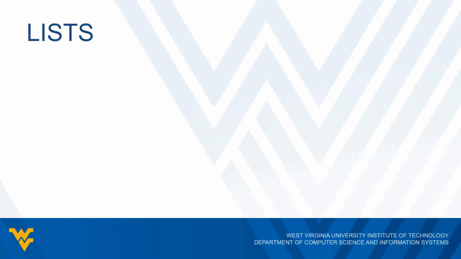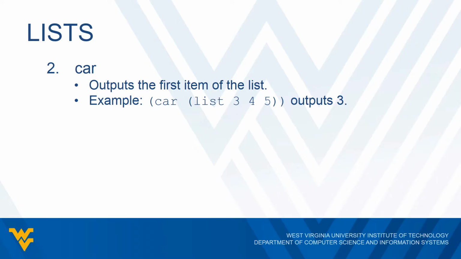The next function we'll take a look at is called car. Yes, that's right, it's car, as in the automobile. This takes in a non-empty list as a single argument, and it produces as a result the first element in that list. So for example, if we have car and then list 3 4 5, it's going to output 3 because it's the first item in the list.